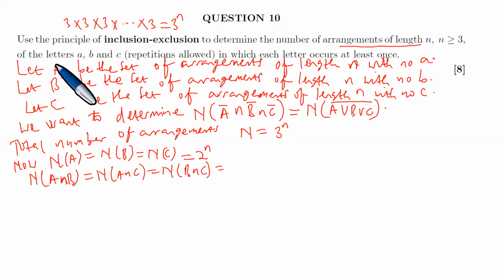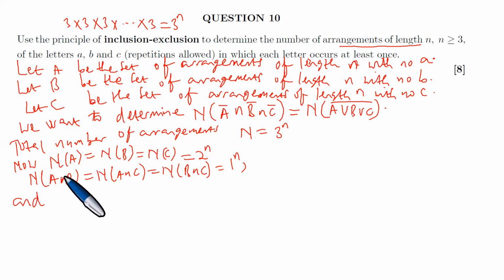So in A and B, there's no A, there is no B, then I'm left with C. In A and C, there's no A, in C there's no C, you're left with B. So it's 1 to the power n, just 1. By 1, by 1, by 1, etc. So it's 1 to the power n for each of those intersections of those sets. Goodness me. We continue.